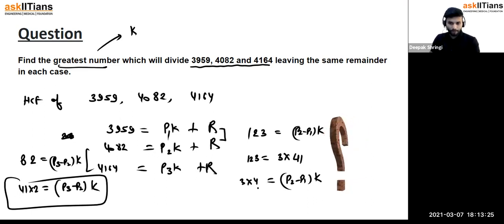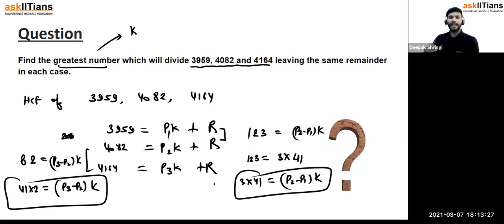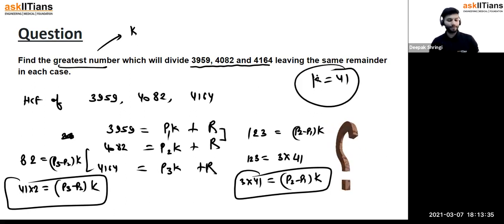देखो एक चीज दोनों में कॉमन है, वो है k। लेफ्ट हैंड साइड पे भी एक चीज कॉमन है, राइट हैंड साइड पे भी एक चीज कॉमन है, और वो है k। सो k कितना आ गया? बेसिकली 41 आ गया। और k क्या था? k वो नंबर था जिससे हमने इनको डिवाइड किया था। बिकॉज we wrote that 3959 is p1 times k plus r. We used divisor into quotient plus remainder, right? Dividend equals divisor into quotient plus remainder. In all the cases, the quotient was 41.